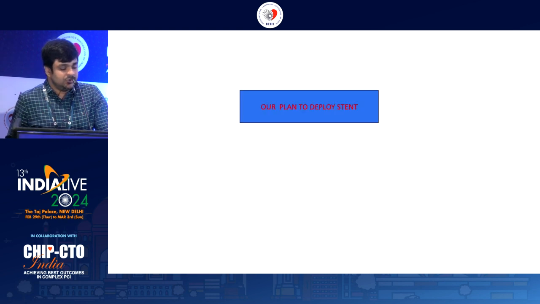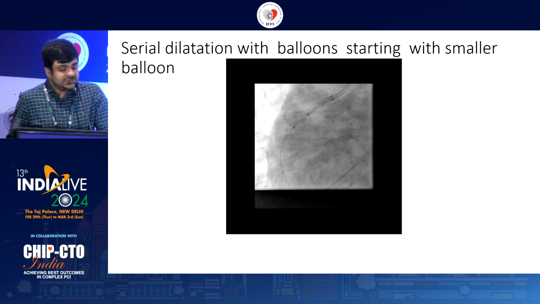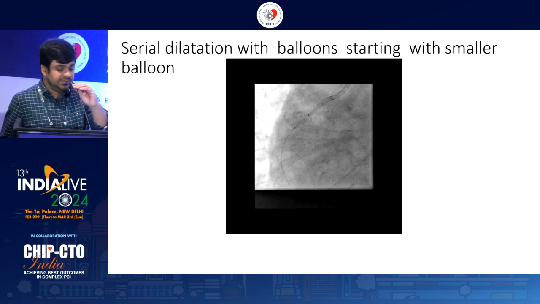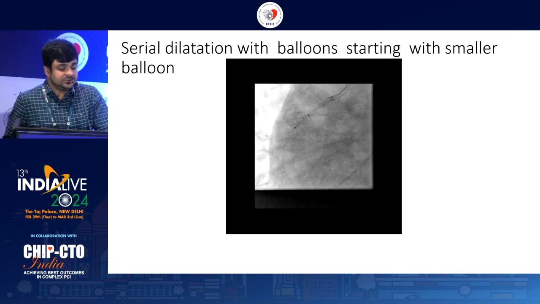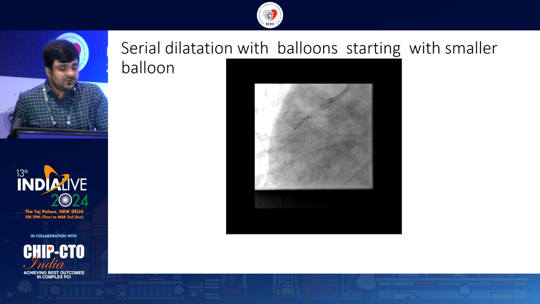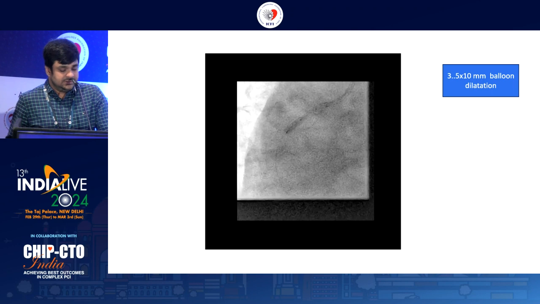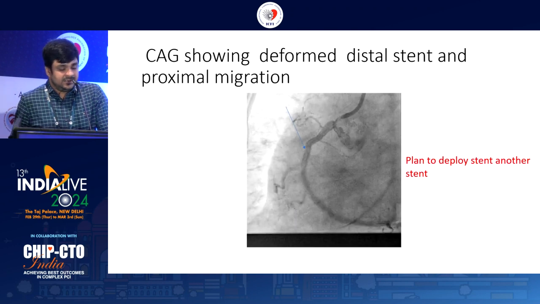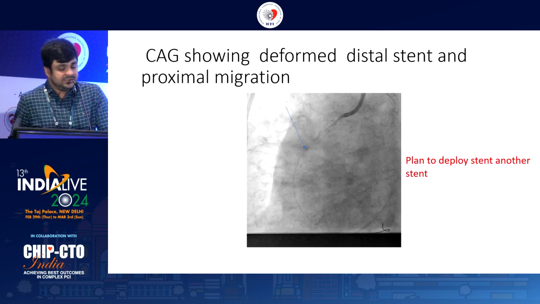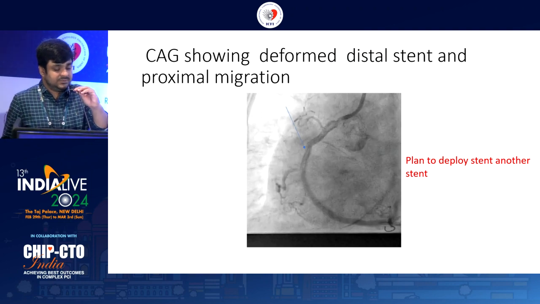So our plan was to deploy the stent, because the wire is in position, and we were not able to negotiate a smaller balloon because only a 1.5 balloon was available at that time. So we started serial dilatation from proximal to distal with 1.5, 2.5, and after 3.5 balloon dilatation, this is the dilatation after the 3.5 NC balloon.